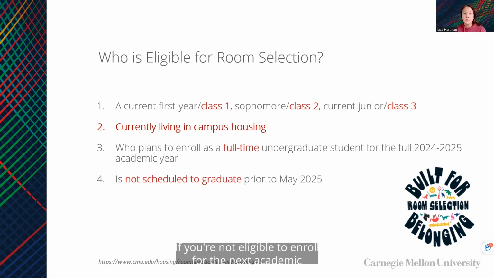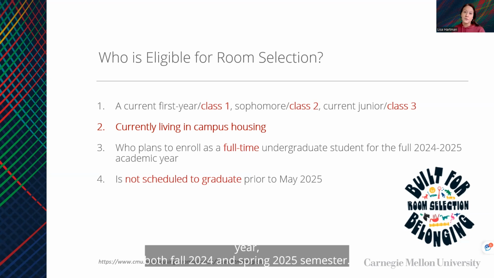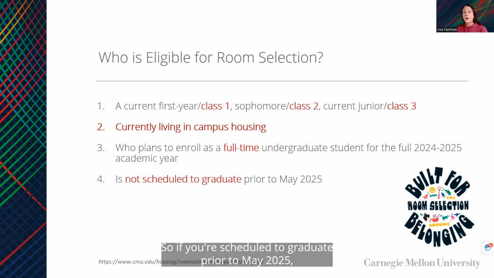You do need to have plans to enroll as a full-time undergraduate for the 24-25 academic year. If you're not eligible to enroll for the next academic year, you're not going to be automatically eligible for room selection. And you need to not be scheduled to graduate prior to May 2025. So again, this contract that you'll be signing is for the full academic year, both fall 24 and spring 2025 semester. So if you're scheduled to graduate prior to May 2025, you will not automatically be eligible for room selection.